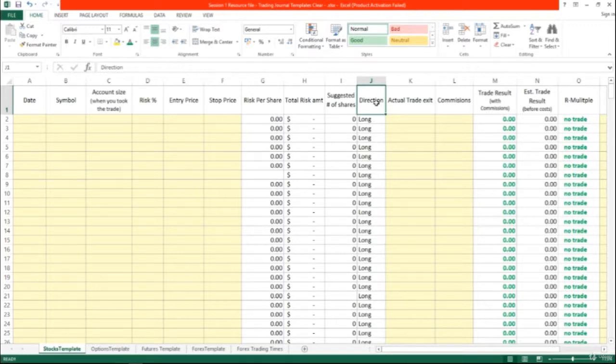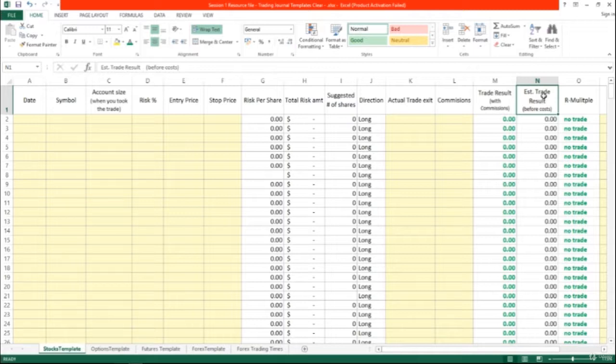and assume that we are going long for all of the positions. That means we are going for the long term, and this is the actual trade exits. How much do we exit? At what price do we exit? And this is the broker's commissions, and this is the trade results with commissions, and this is the estimated trade results.